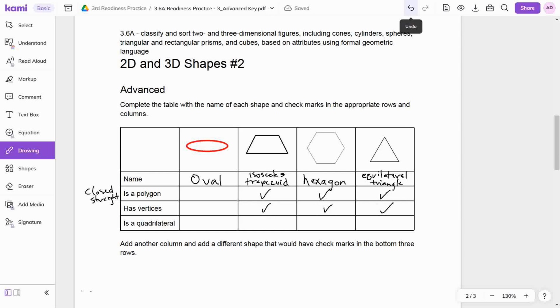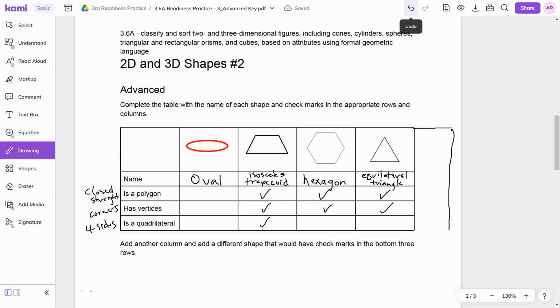Is it a quadrilateral? So this means corners, and this is 4 sides. No for my oval, which means my oval gets no shape. It gets no check marks at all. But I do have a 4-sided shape here, and no for hexagon and no for equilateral triangle. All right, so add another column and add a different shape.